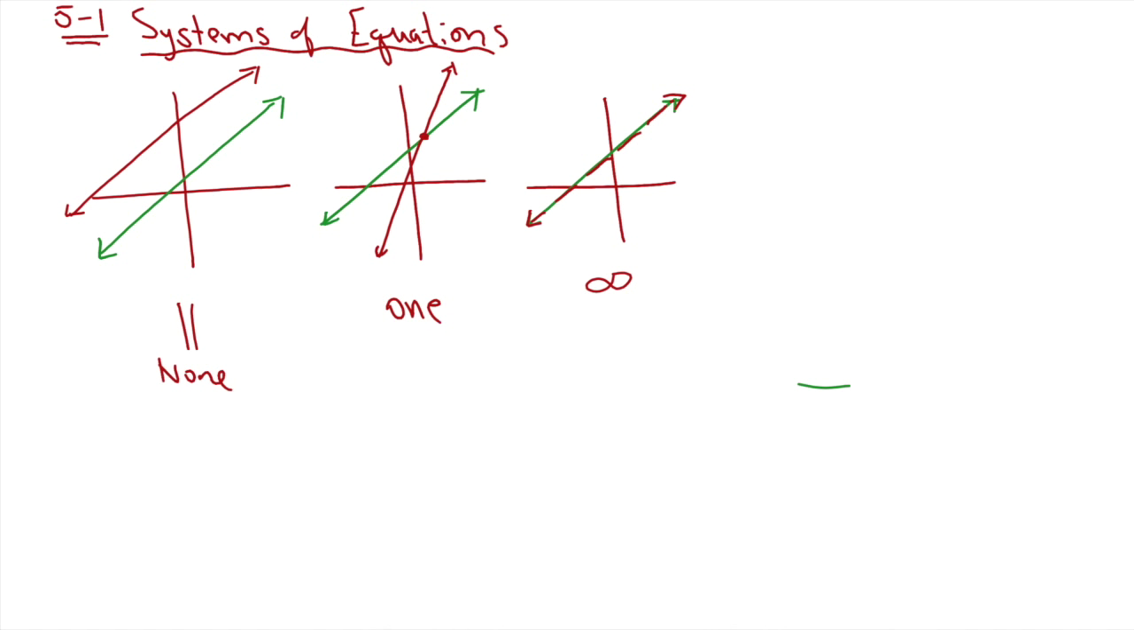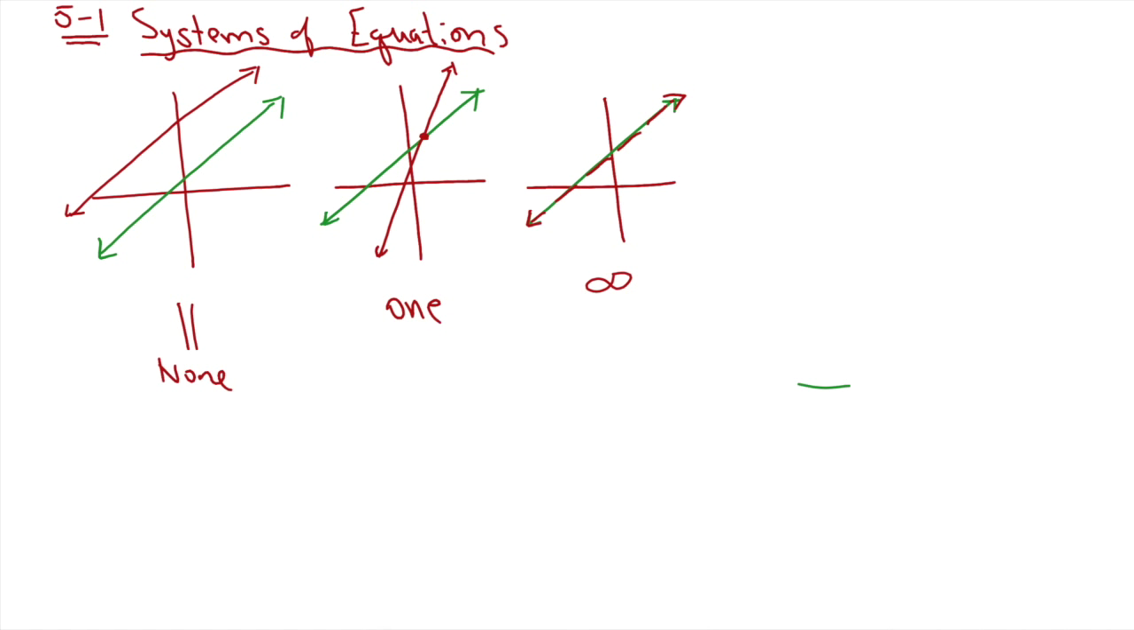Does that make sense? So you can't just compare slopes to determine if they're parallel. You have to look at their slopes and their y-intercept to determine if there's no answers whatsoever or if every answer is an answer. Infinite number of answers.